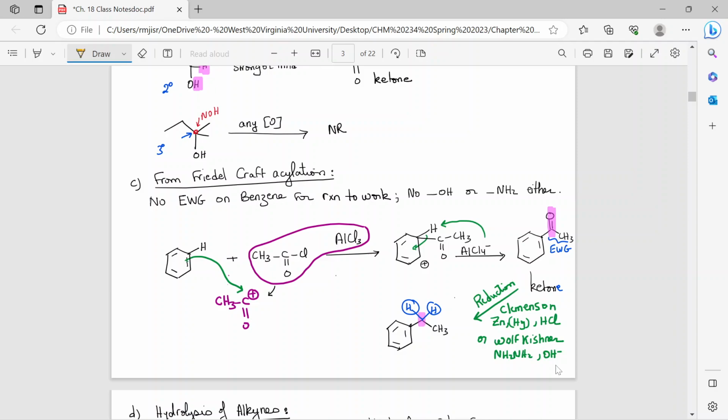In this reaction, there are two reagents that we've talked about. We've talked about the Clemmensen reduction reaction, and we've talked about the Wolff-Kishner reaction. The Clemmensen is zinc in the presence of HCl. The zinc is wrapped in mercury, and the Wolff-Kishner uses hydrazine in the presence of a base.